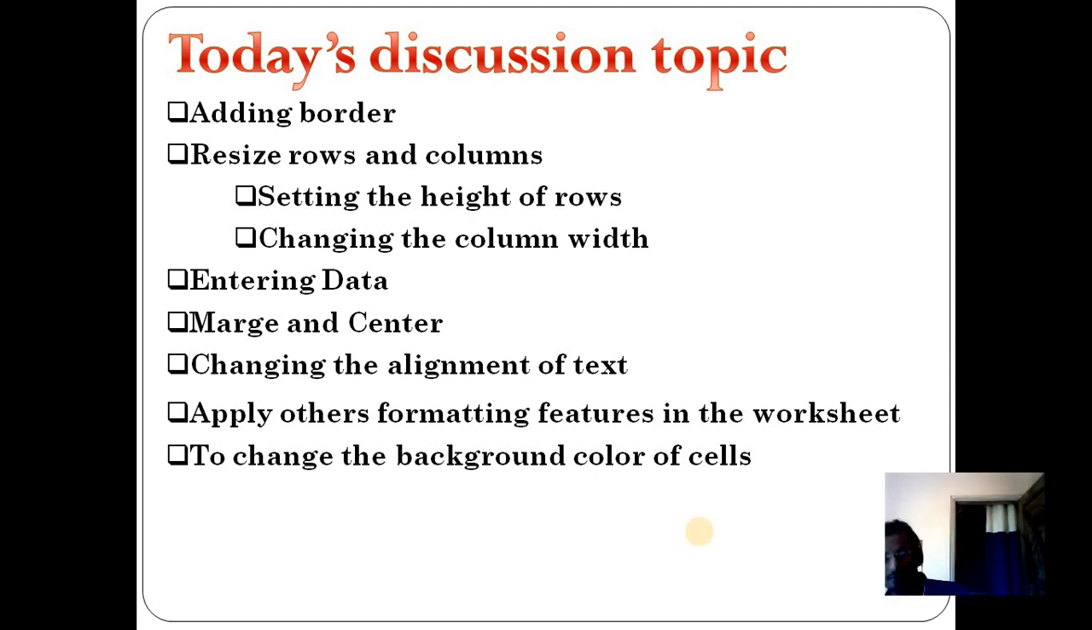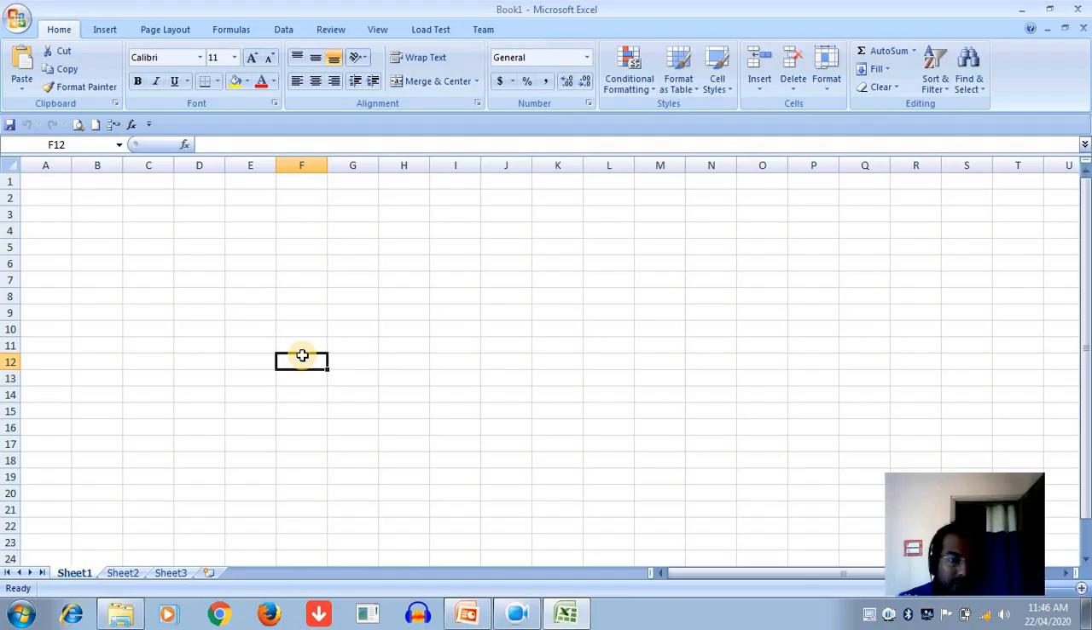So let's first open the Excel software, and after that you can apply these formatting options. Now students, I have already opened Excel. Here I have just opened sheet 1, and the default name is Book 1. Now let us create a worksheet and add a border, so add borders around the worksheet.